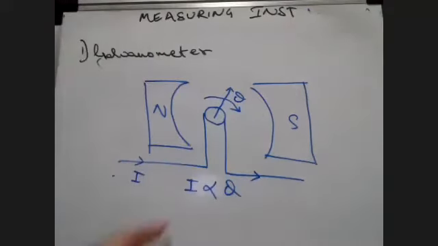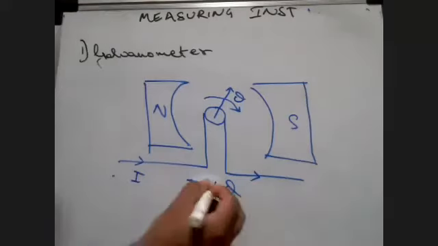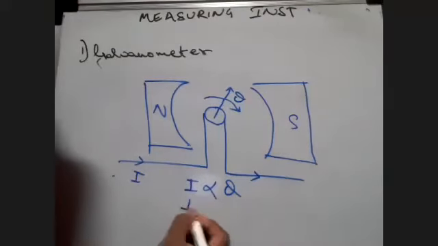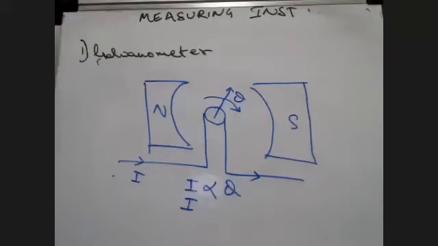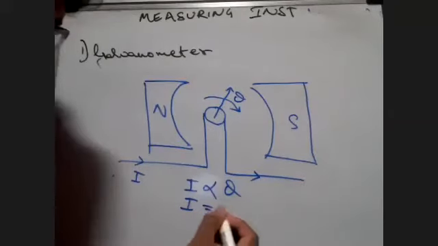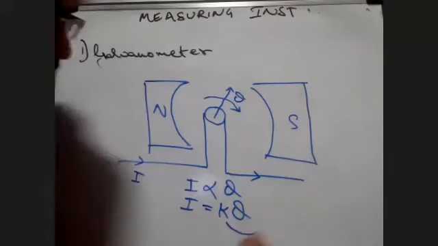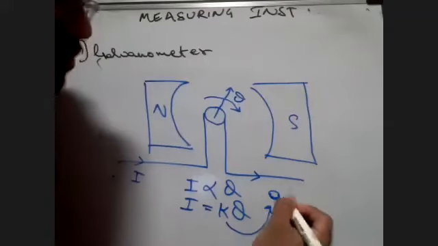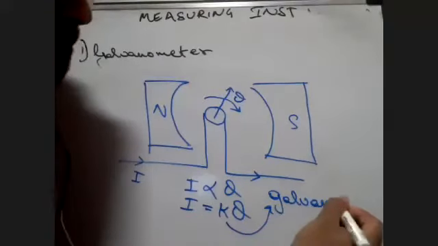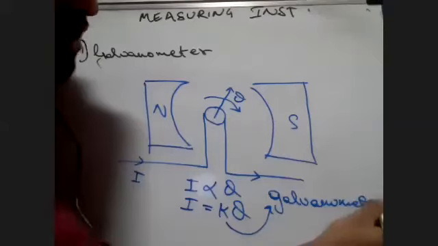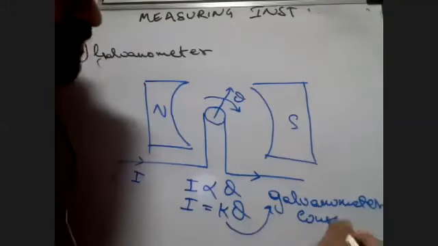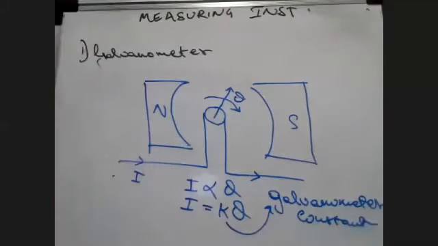So now you see that I is directly proportional to the angle of deflection, which I'm taking as theta. If you remove this proportionality sign, you get a constant k. I is equal to k theta. What is k? K is basically the galvanometer constant.